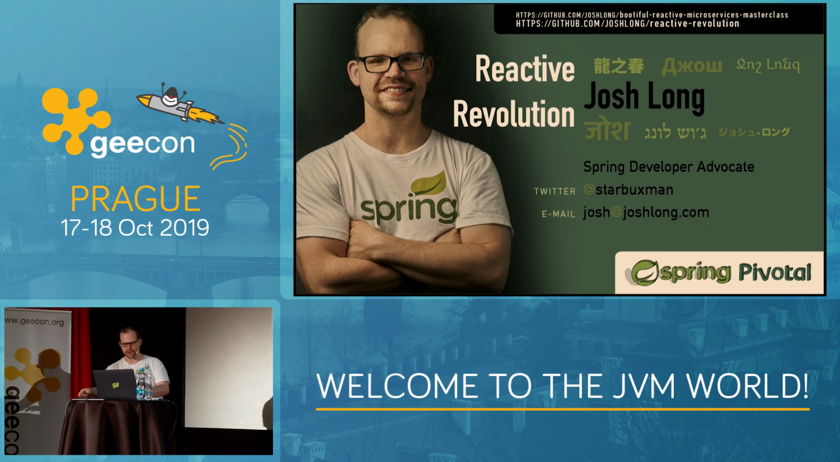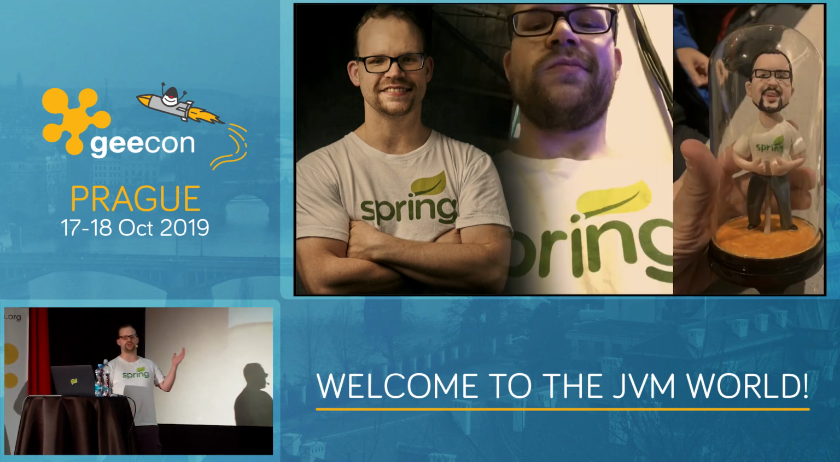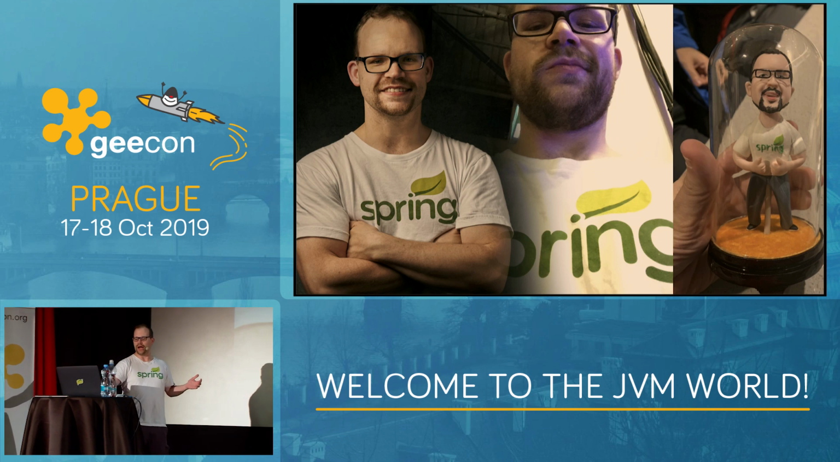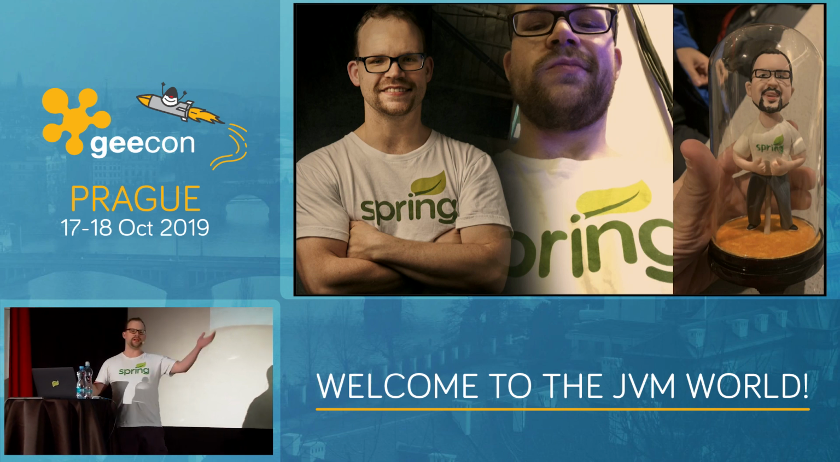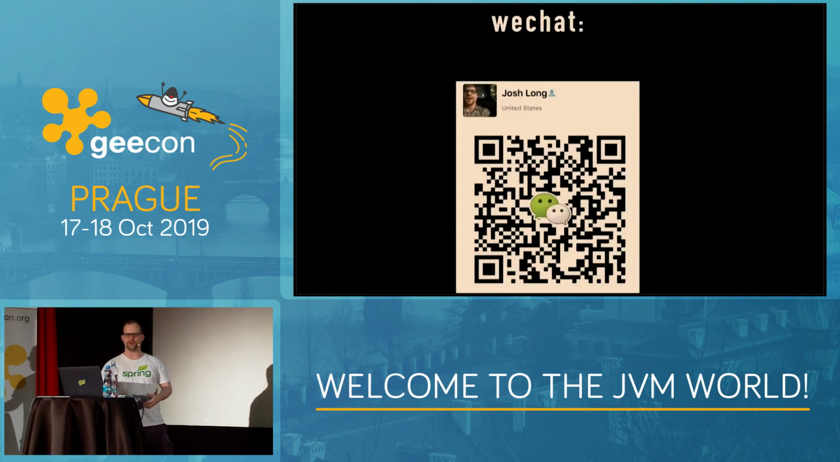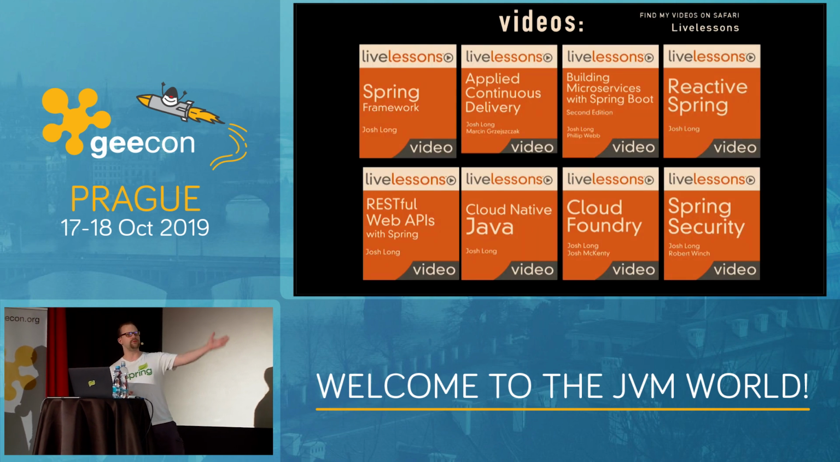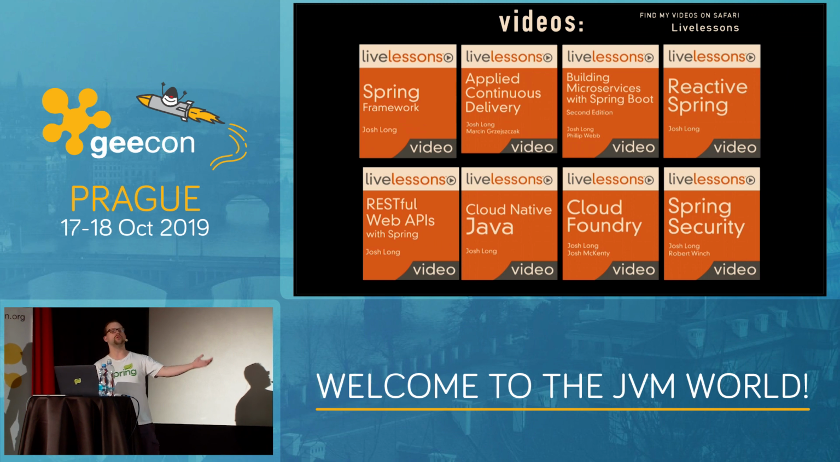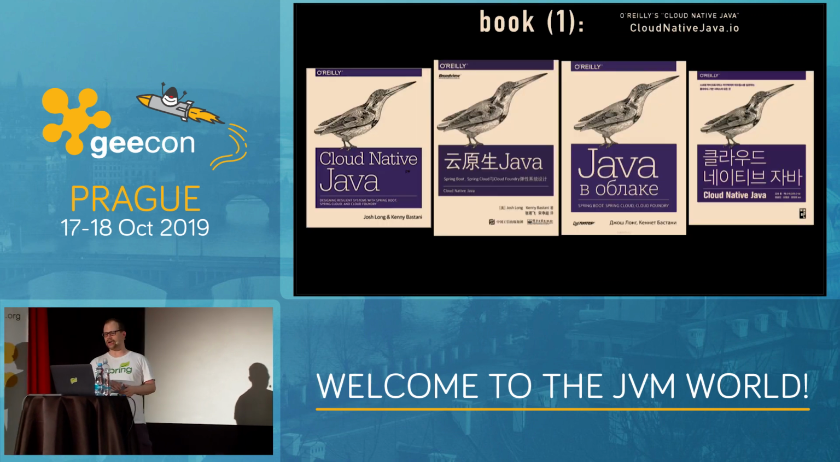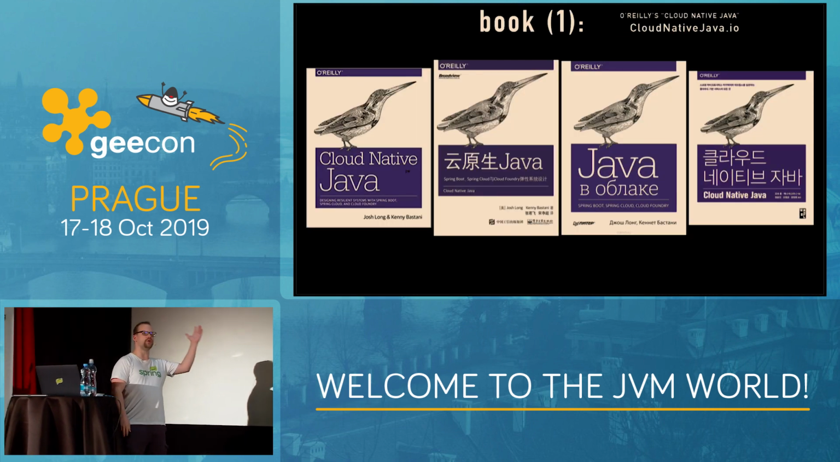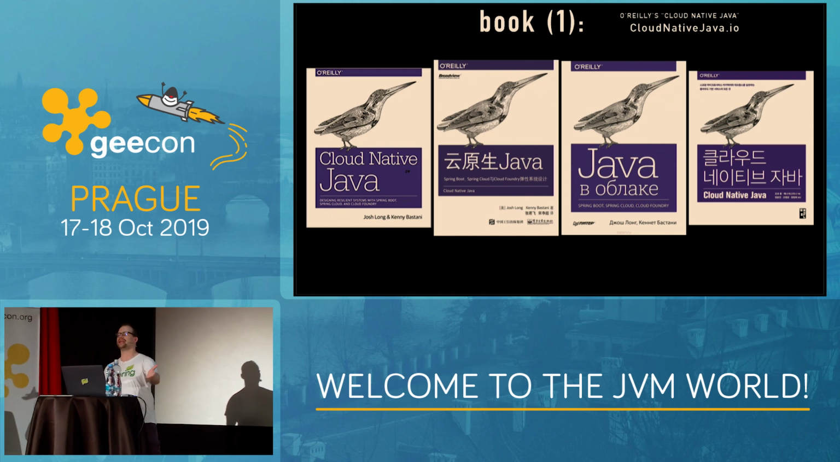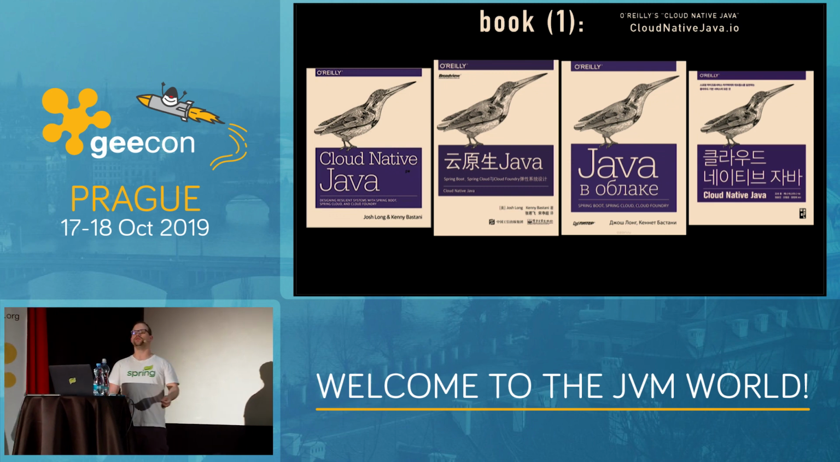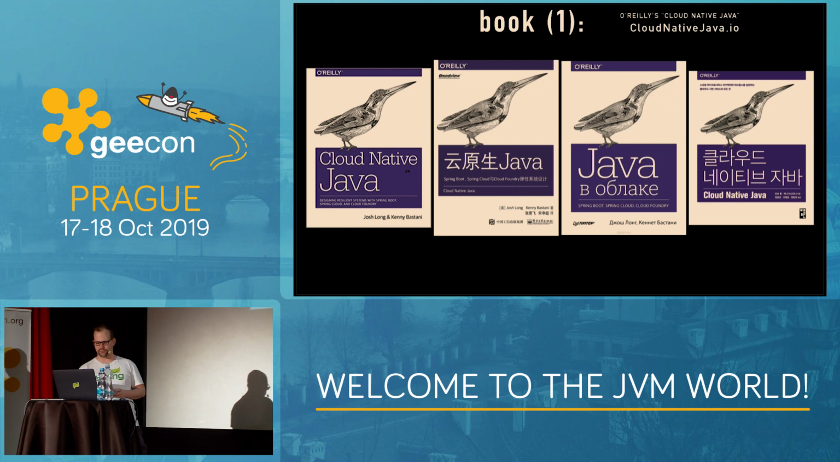All right, my friends, we don't have a lot of time, so let's sit down and get going. A little bit about me. My name is Josh Long. I'm a Spring developer advocate on the Spring team. I work on the open source projects. They made a toy out of me in China. I have some videos on Safari, an all-you-can-eat technical marketplace for technical content. I have a book called Cloud Native Java that I wrote in 2017, all about how to build applications that survive and thrive in the cloud using Spring Boot and Spring Cloud and Cloud Foundry.